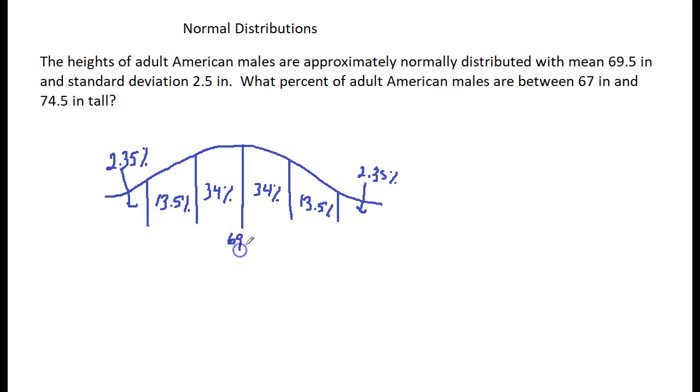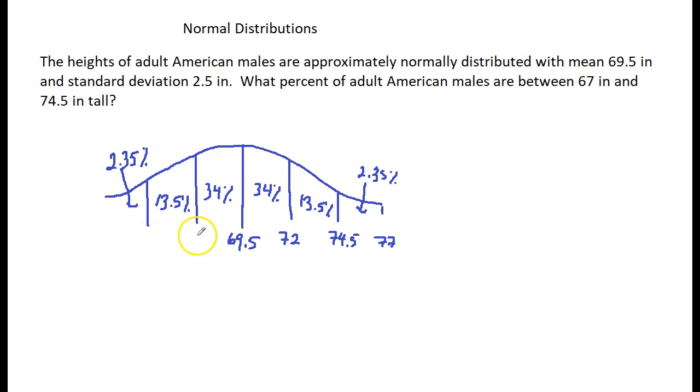So 69.5 goes here. Now our standard deviation is 2.5. So that means to go from here to here, you have to add 2.5 to 69.5. That gives me 72. And then the next standard deviation, adding 2.5, gives me 74.5. And then the final end would be at 77, going another standard deviation.